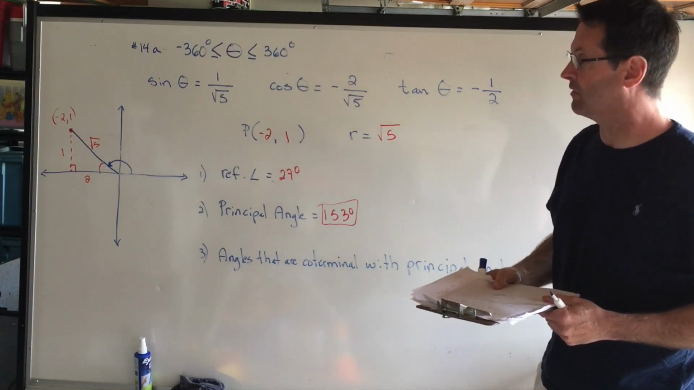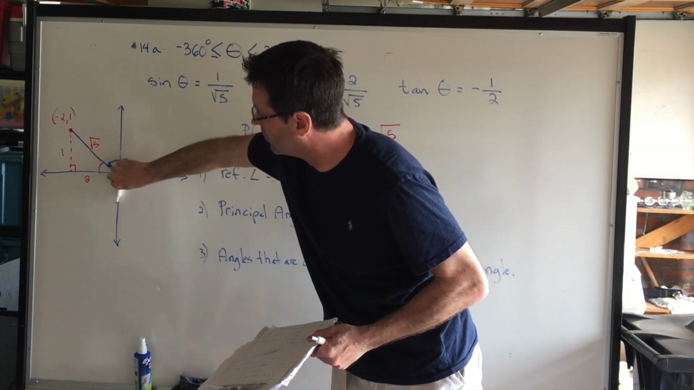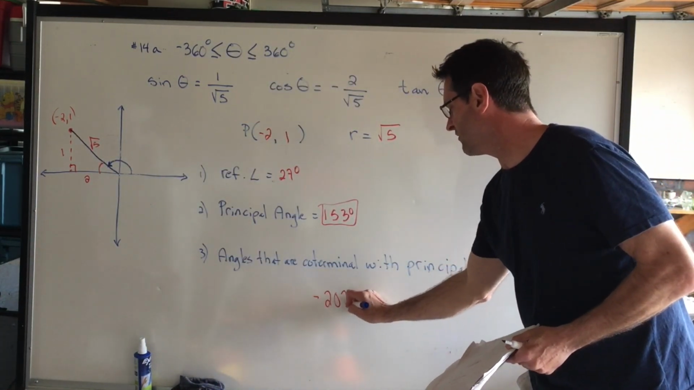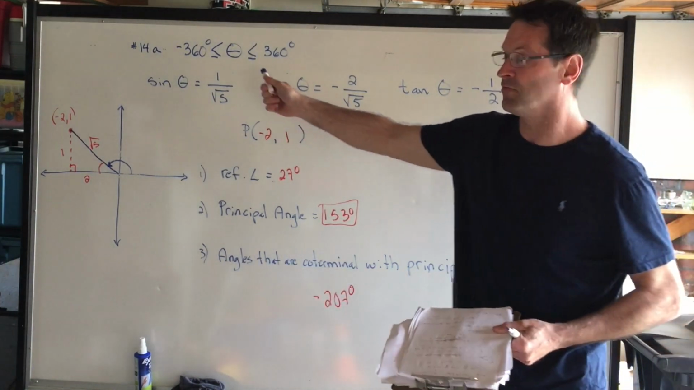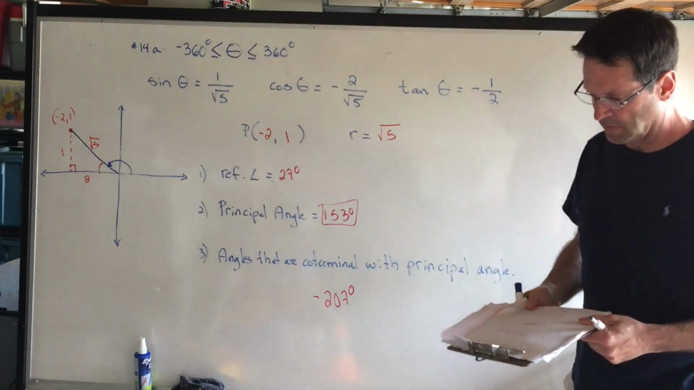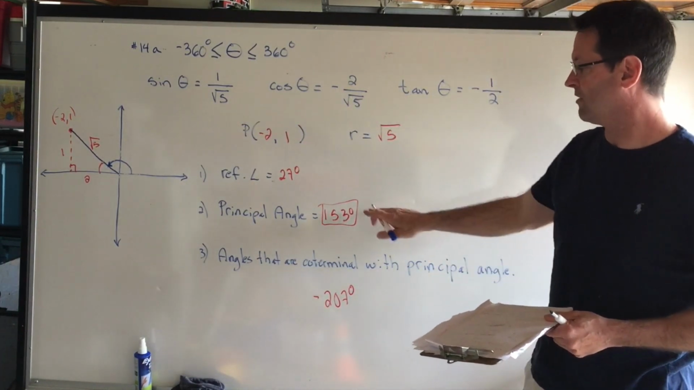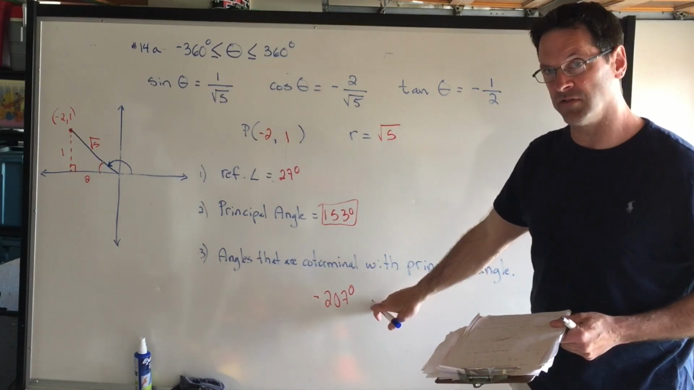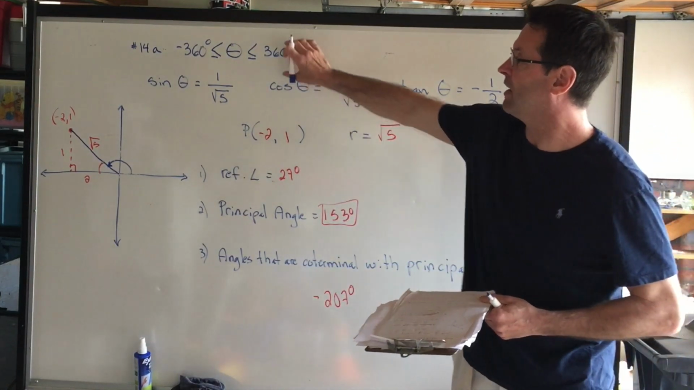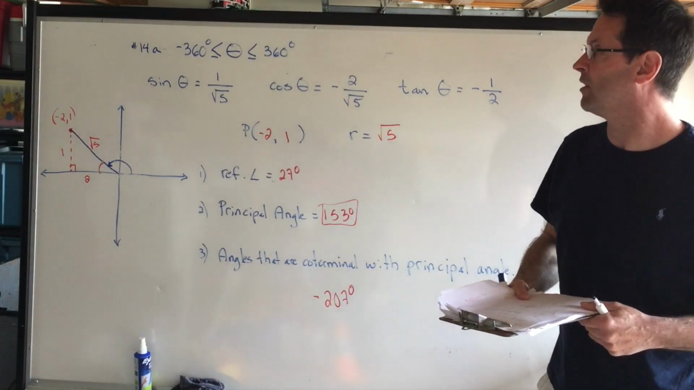What if I subtract 360 degrees? What if I go 153 degrees, rotate backwards, take away 360 degrees? We would get negative 207 degrees. That does fall within our category. That's between negative 360 degrees and positive 360 degrees. So you'll find that the sine, cosine, and tangent values for 153 degrees and negative 207 degrees are exactly the same. It satisfies this information, and both of them are found within our domain between negative 360 and positive 360 degrees.